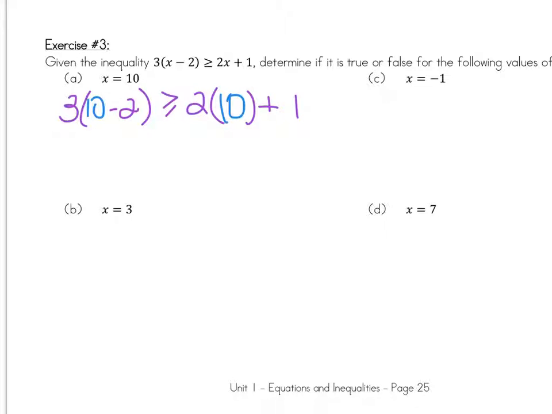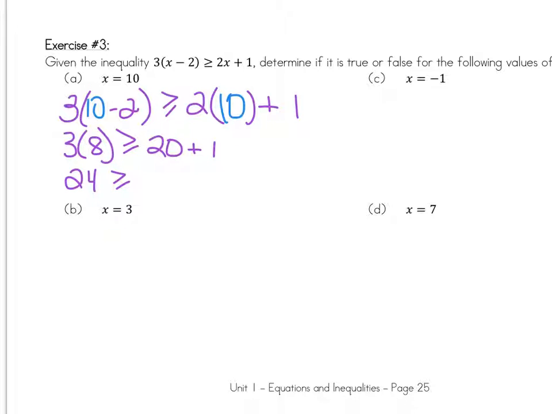So the next thing that we need to do is just simplify. So 3 times, well, what is 10 minus 2? Notice how I just used some order of operations to help me simplify that. And I'll do the same thing on the right-hand side. Well, I'm going to multiply before I add, so 2 times 10 is 20 plus 1. And 3 times 8, of course we know, is 24.